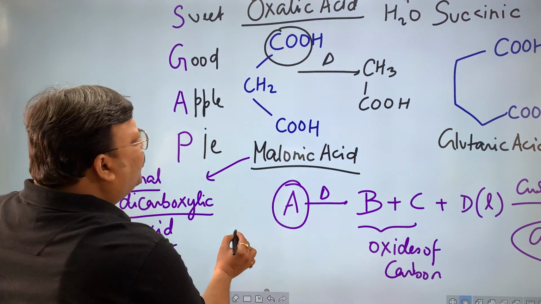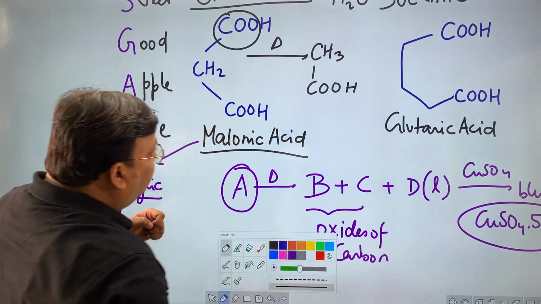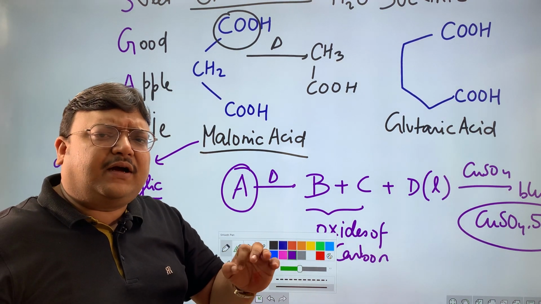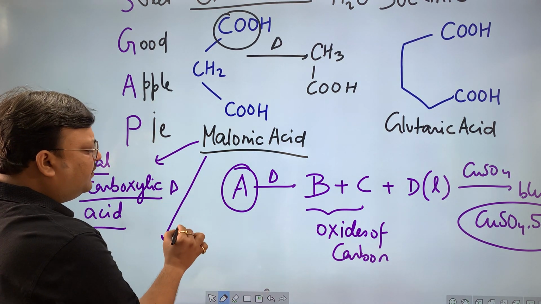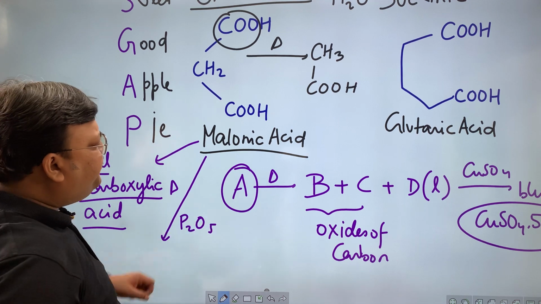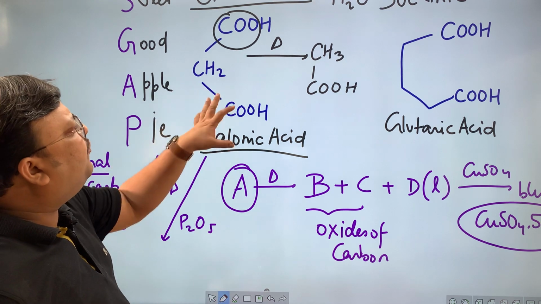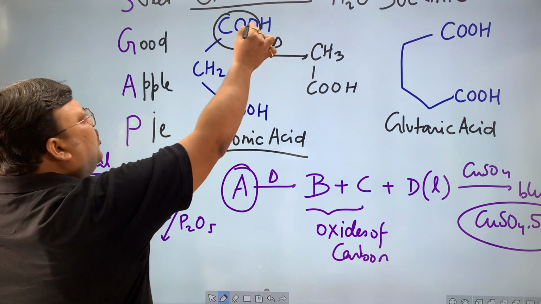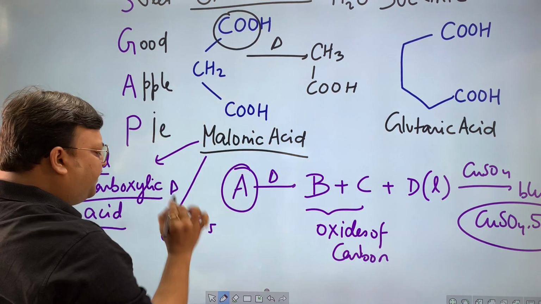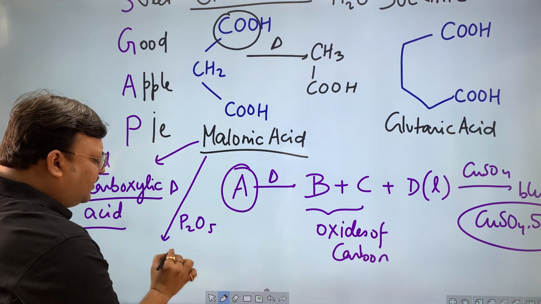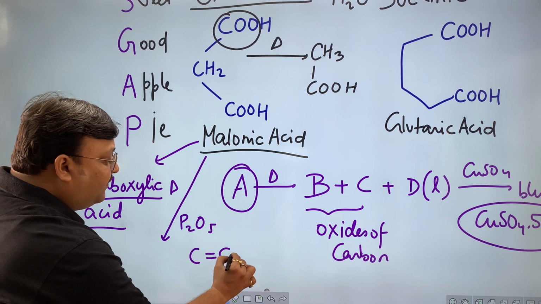Rarely, in some questions, you might need some other information, like it's seen that when malonic acid is heated with a dehydrating agent like P2O5, now this is rarely asked, it might lose 2 moles of water. If we remove 2 moles of water, removing the hydrogens from here, you will get a very peculiar compound. It's a less popular oxide of carbon, which is called carbon suboxide.